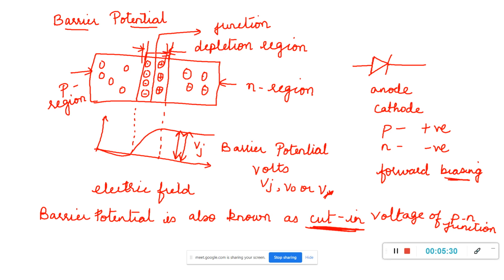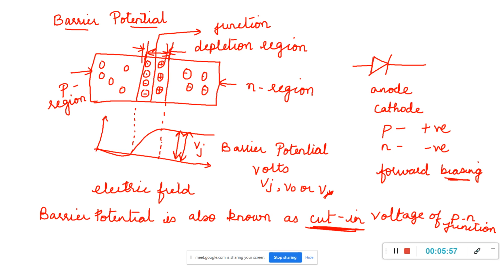Here this area is known as the depletion region, and due to the charges in the depletion region, there exists an electric field across the junction, and this creates the potential difference across the junction, which is nothing but the barrier potential. It is also called the cut-in voltage of the PN junction.